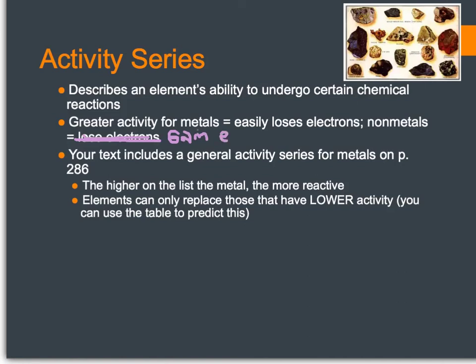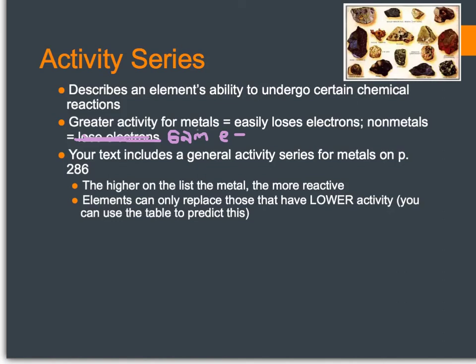electrons. We often describe activity of an element depending on what type of element we're dealing with, whether it's a metal or a non-metal. The idea of greater activity for metals means that they easily lose electrons, which we know metals like to do, and those that lose electrons more easily are said to be more reactive. And for non-metals, it's the opposite. The ones that gain electrons more easily are the more active non-metals typically.